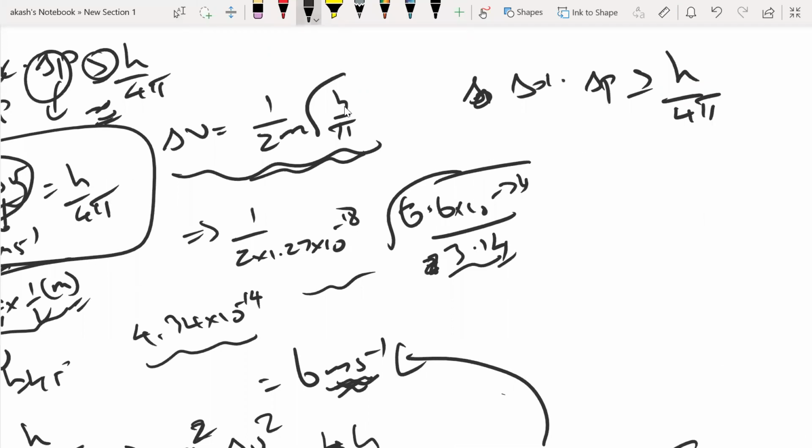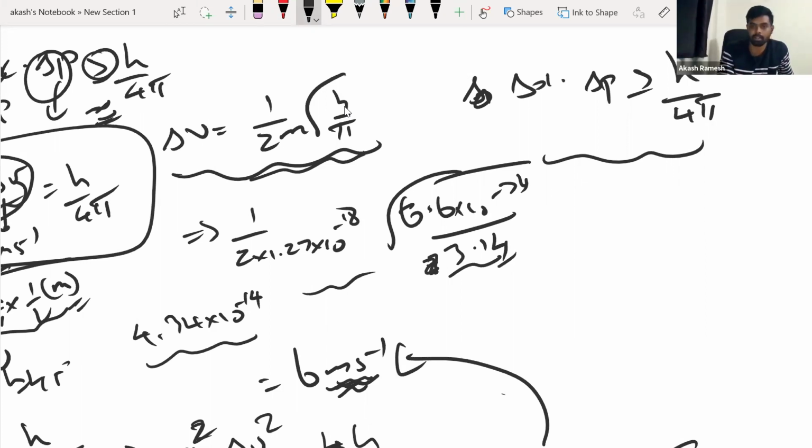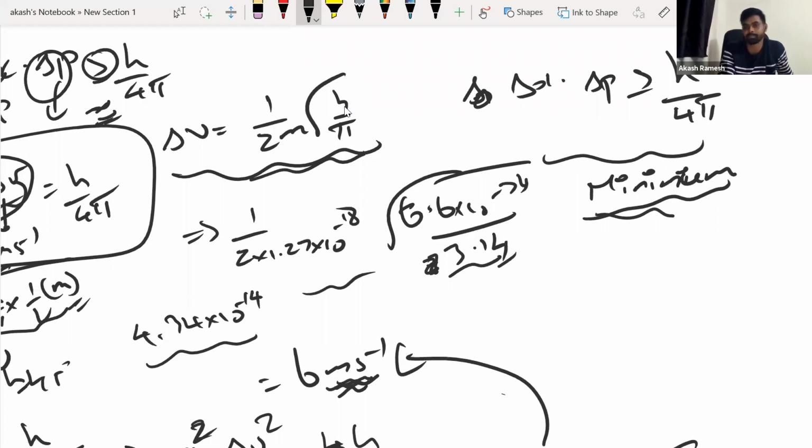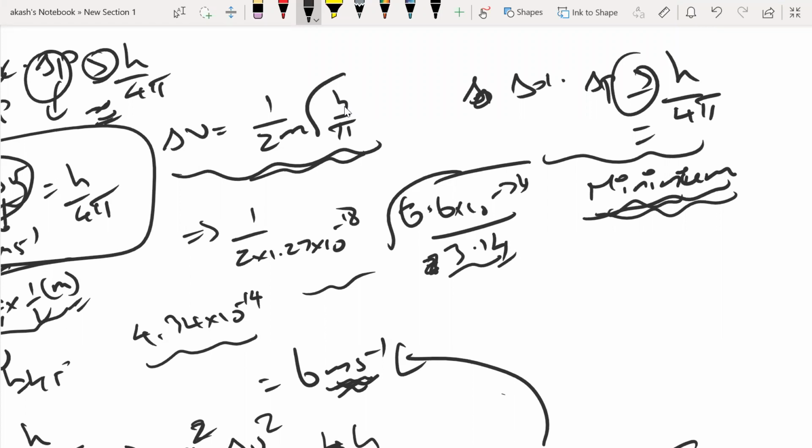Yes, sir. Then why are we equating here? It could also be greater, right? Actually, in the question they must specify, find the minimum uncertainty. They should specify this in the question. What you're asking is absolutely right. If I want to find the minimum value, this greater than or equal to will become equal to. Understood? Yes, sir. Even though they don't mention the minimum in the question, you still use only the equal to sign. Don't worry about the greater than sign.